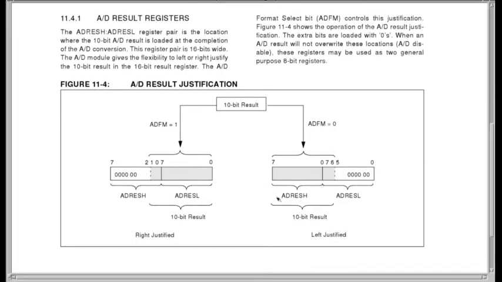Here's our result registers, 10 bits. Remember we said we're going to left justify it. ADFM equals 0 for left justification. So that means our ADRESH register will hold the upper 8 bits. ADRESL will hold the lower 2 bits.